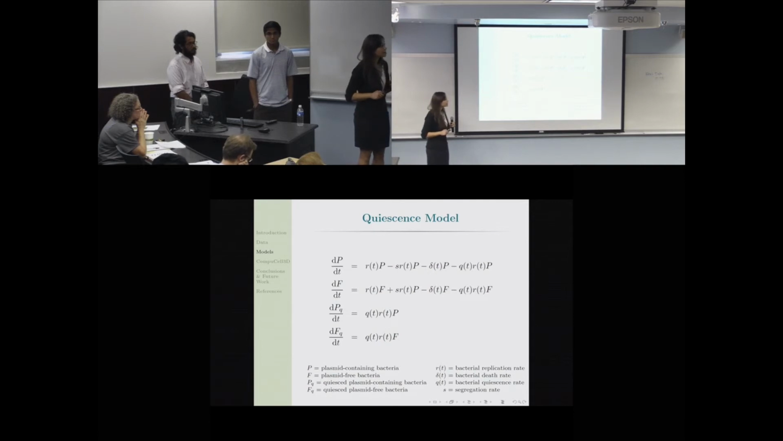Now, every replication cycle, Q% of the bacteria are going to be quiescent. And once they travel into the quiescence compartment, they are never going to replicate or die once they have reached quiescence. It's kind of like the immortal state.